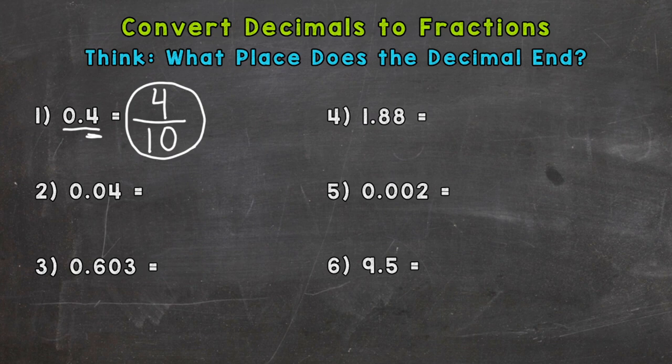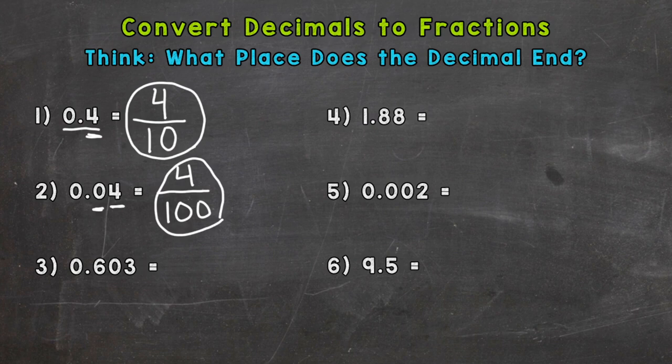Number 2 is similar to number 1, but not the same value. It's going to have a different denominator. Because again, what place does that decimal end? And it ends in the hundredths now because we have that placeholder 0 that pushes the 4 to the hundredths. So our denominator is 100. Our numerator is still 4 though, just like number 1, because we only have a 4 to the right of the decimal. So 4 hundredths as a fraction.